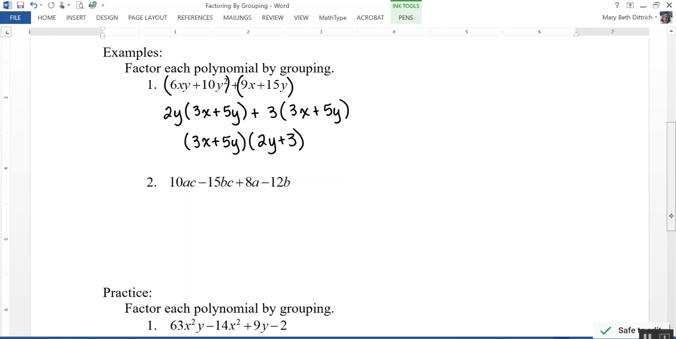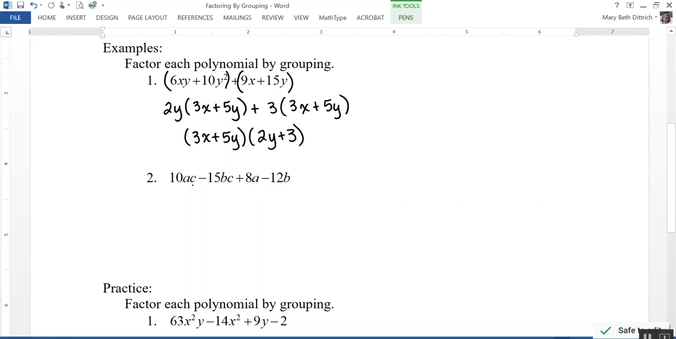Here's a second example. Here I have 10ac minus 15bc plus 8a minus 12b. So I'm going to put parentheses around the first 2 terms and parentheses around the last 2 terms. And let's take a greatest common factor out of the first set of parentheses here. I'm seeing that I could take out a 5 and a c, and that's going to leave me with 2a minus 3b. And out of my second set of parentheses, I can take out a positive 4, and that's going to leave me with 2a minus 3b.